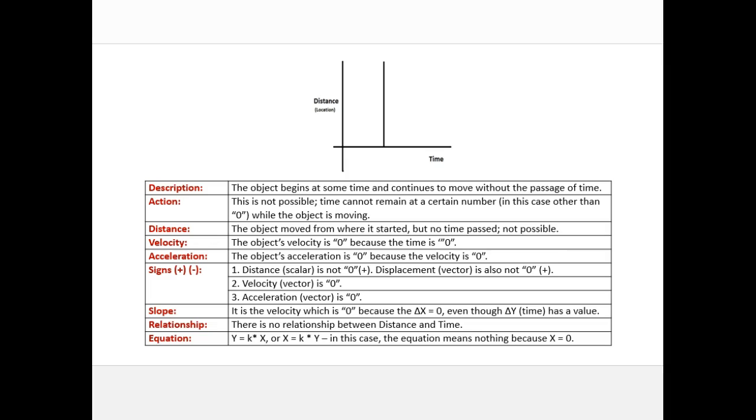Alright, this is our first one. Quite a little unusual. The object begins at some point, continues to move without the passage of time. Sort of wonder, can something move and time doesn't pass? Okay, this is not possible. Time cannot remain at the same number. In this case, time is not really 0, but at some point it starts to move and then there's no time.